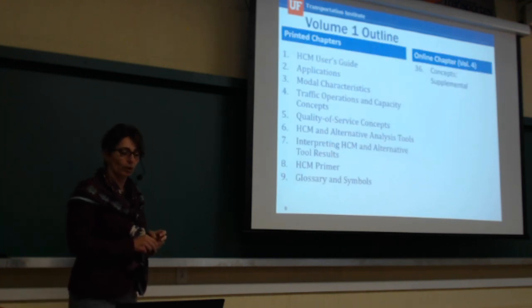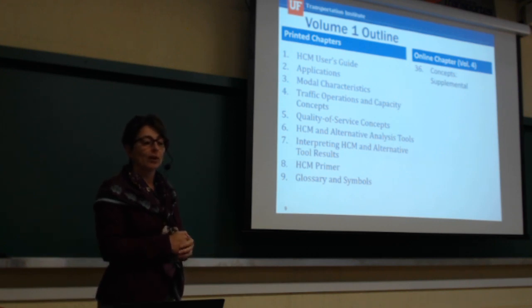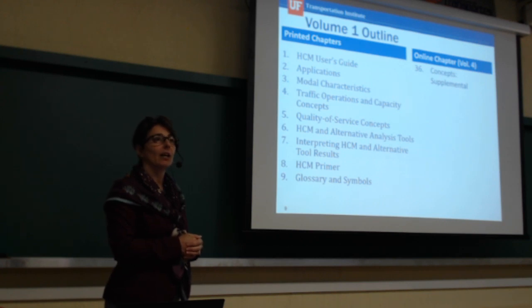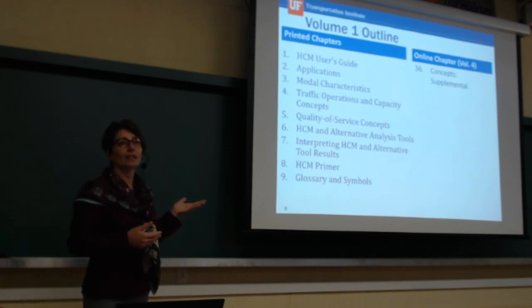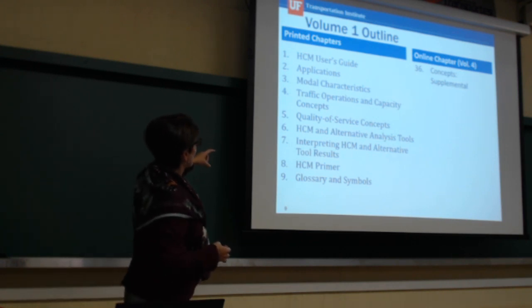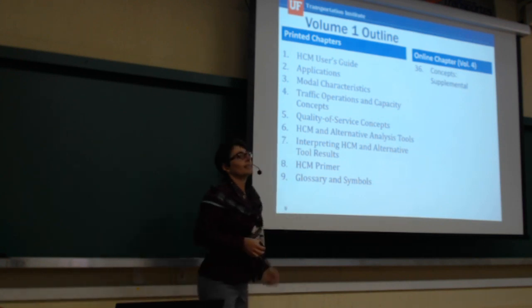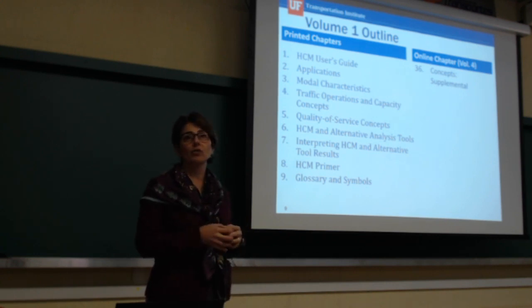So the first volume in the HCM has material that describes generally specific aspects for operations, the performance measures, types of applications that the HCM addresses, what the definitions and the concepts are, what quality of service is, how the level of service is defined. And these are topics that are not expected to change significantly over time. Let me highlight a couple of things. One is the HCM and alternative analysis tools, and this is primarily for addressing simulation, micro-simulation specifically.